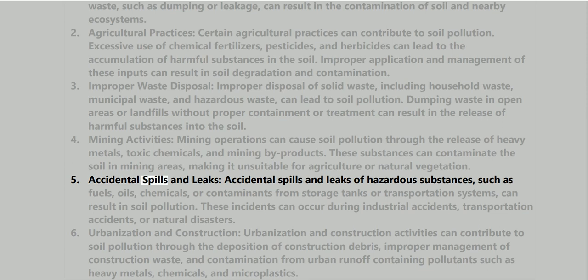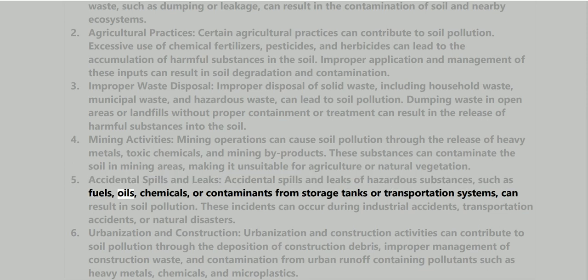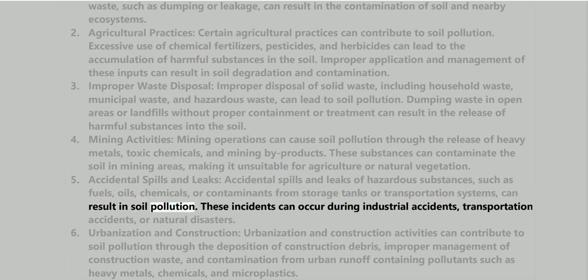5. Accidental spills and leaks. Accidental spills and leaks of hazardous substances, such as fuels, oils, chemicals, or contaminants from storage tanks or transportation systems, can result in soil pollution. These incidents can occur during industrial accidents, transportation accidents, or natural disasters.